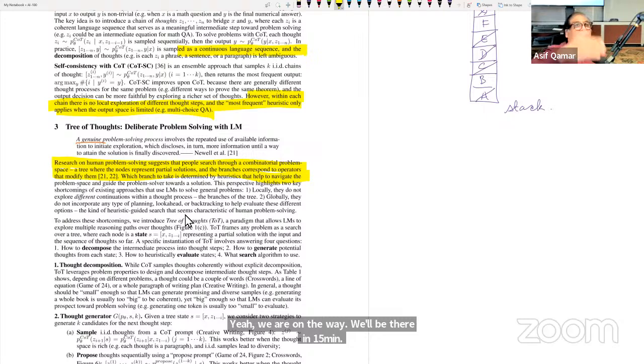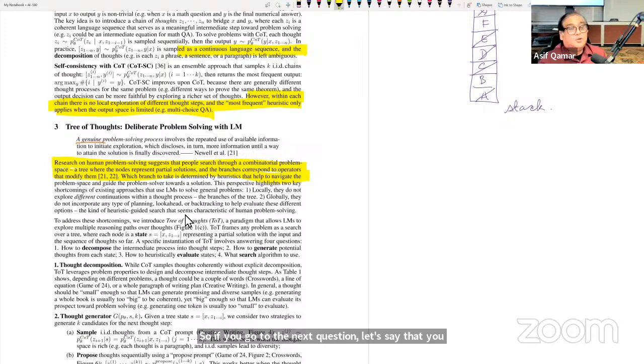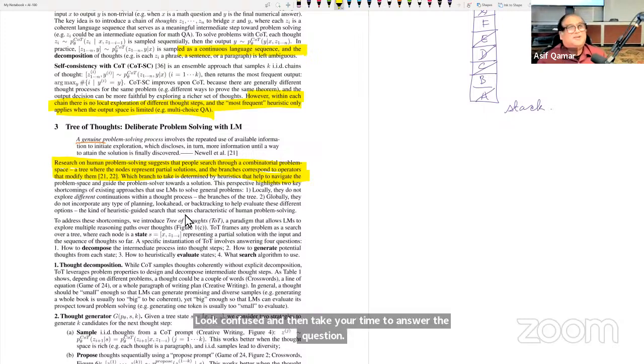If you go to the next question, let's say that you took the approach of looking brilliant, and you see a little bit of a masked anger or a flushed face on the other end. What should you do at that particular moment? You should backtrack and change your strategy. Look confused and then take your time to answer the question. So that is all that this tree of thought is saying.